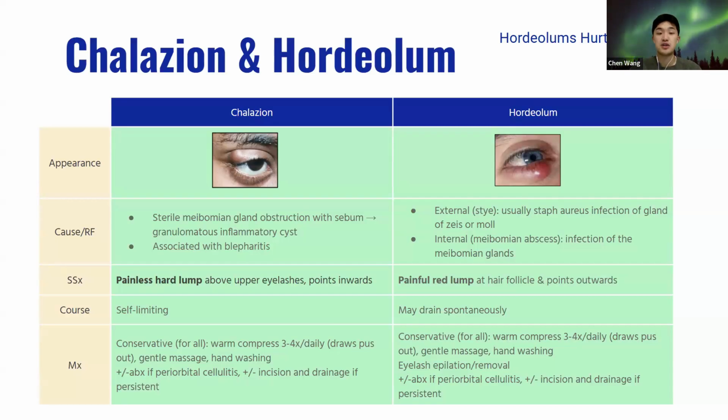And the key differentiating factor between the two is that hordeolums are painful. So you can use the mnemonic "hordeolums hurt" to help you remember, and chalazions are painless, so they don't hurt.